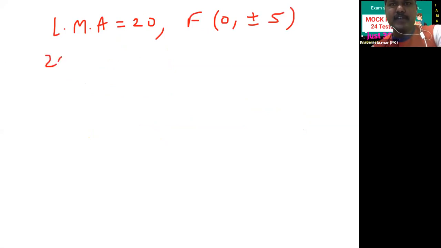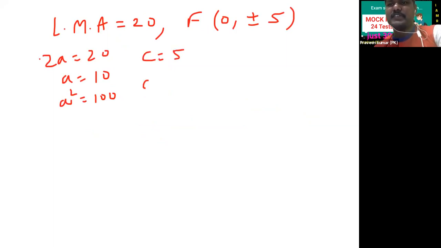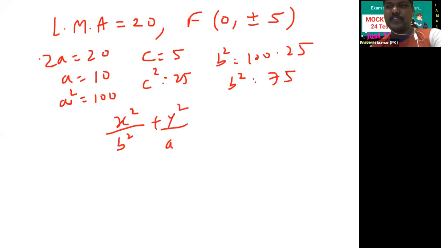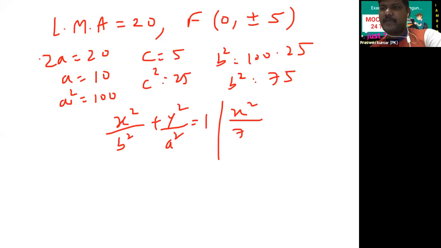Dear students, 2A is given 20. A is 10, A square 100. Foci means C is given 5, C square 25. Correct answer. B square is 100 minus 25, 75. It is on y-axis because 0 is given, no? So x square by B square plus Y square by A square equal to 1 is the equation. That means x square by 75 plus Y square by 100 is equal to 1. Correct now? Everyone?